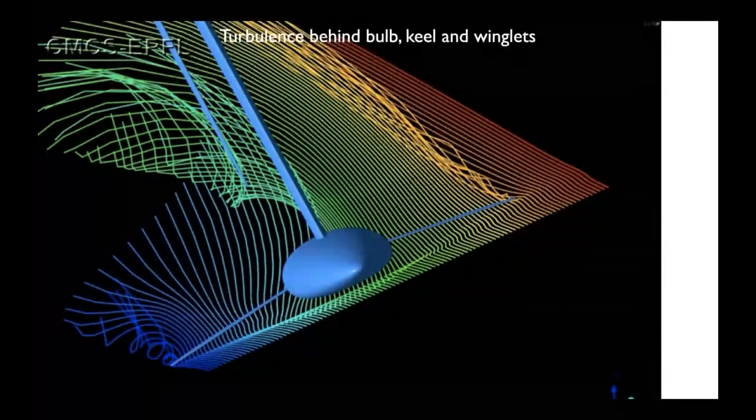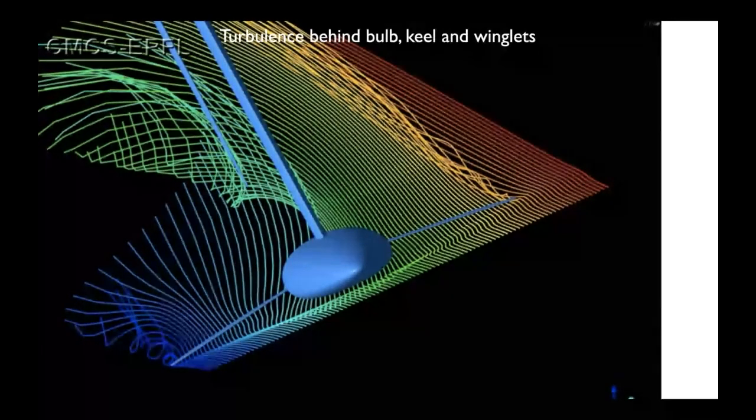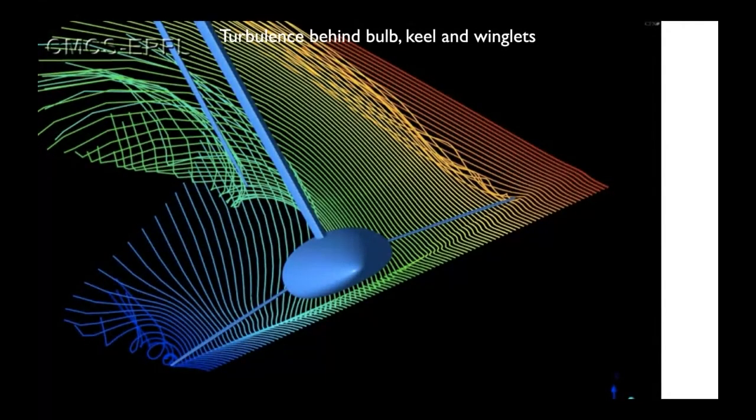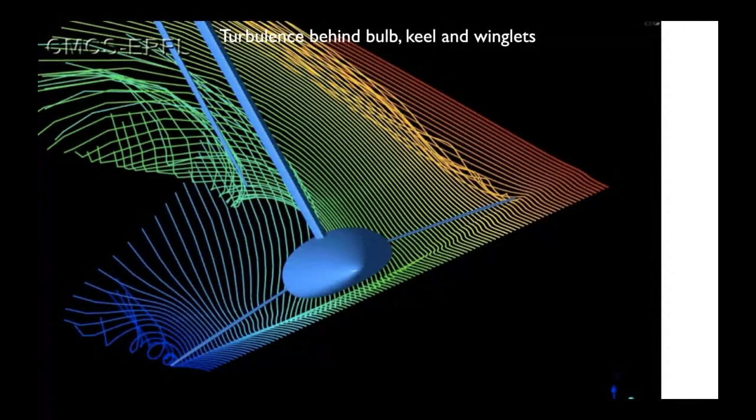This is a study on what's happening underneath in the water. This is the bulb seen from the front side. These are the two winglets, and this is the keel. And the one that you see on the backboard is the rudder. So here are the streamlines. Streamlines are the ideal trajectories of every single water particle.